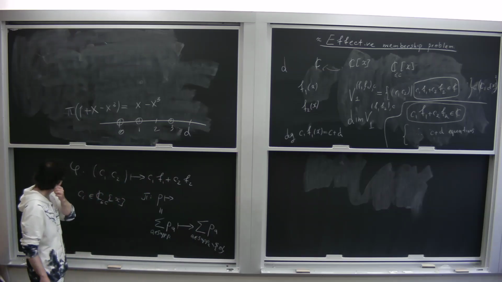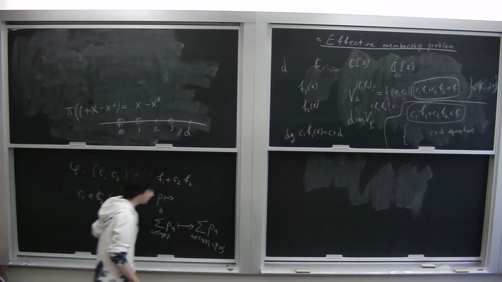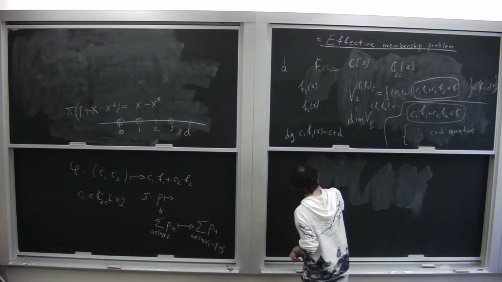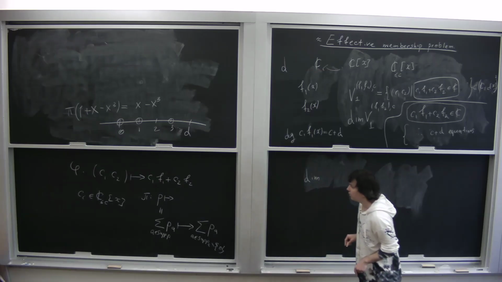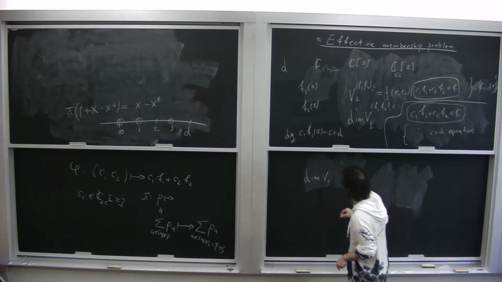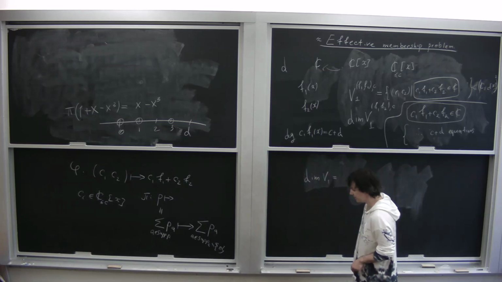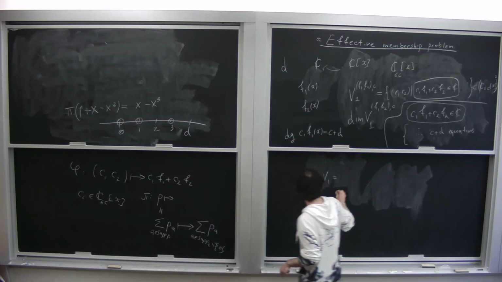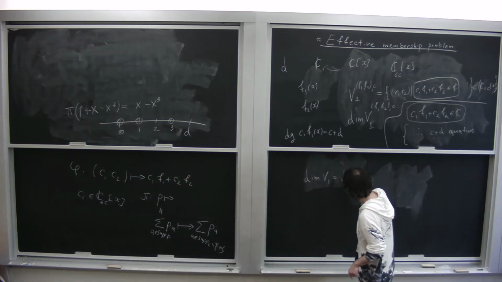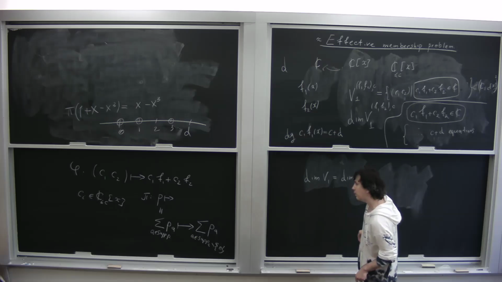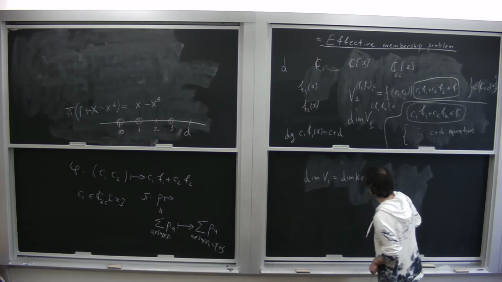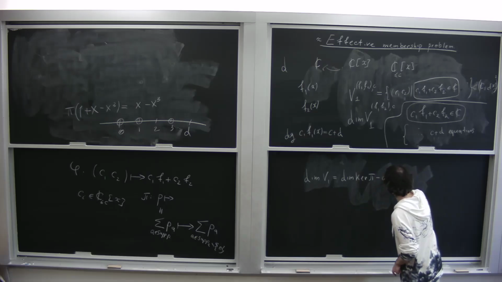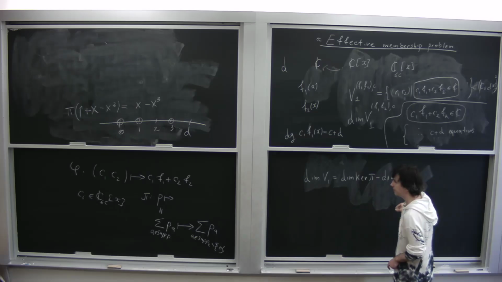That's correct. And from this point of view, the dimension of V1 is going to be the dimension of the kernel of P minus the dimension of the kernel of phi.